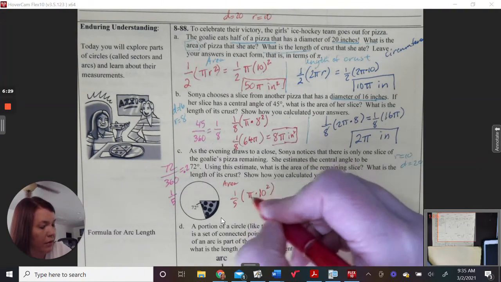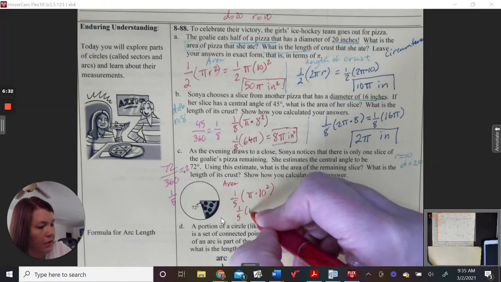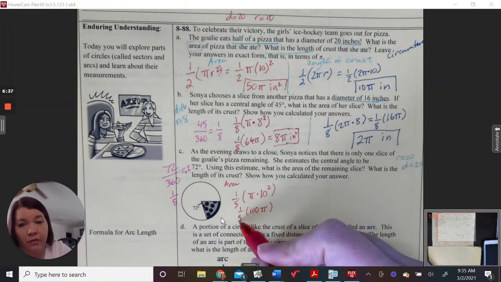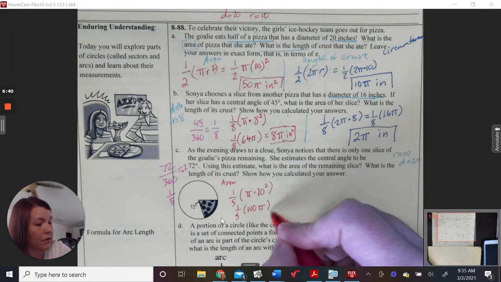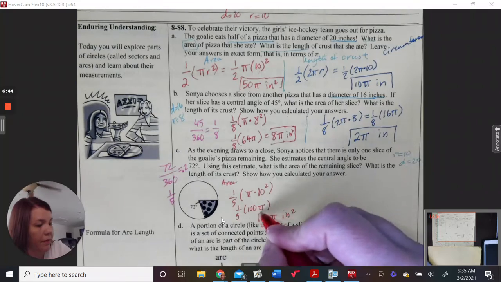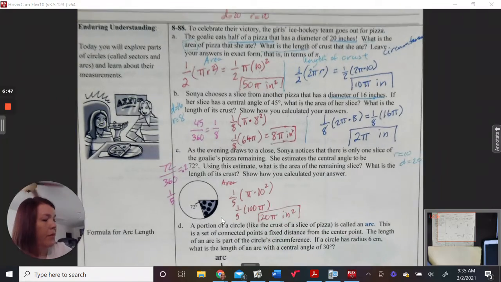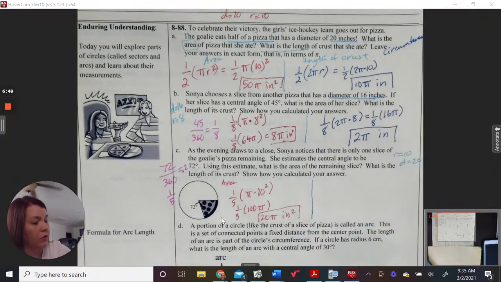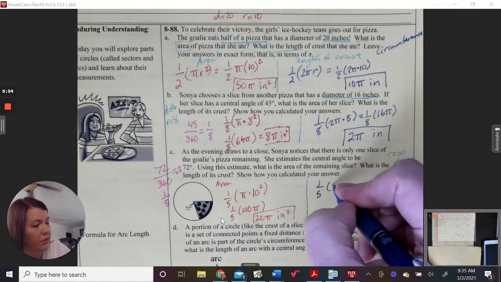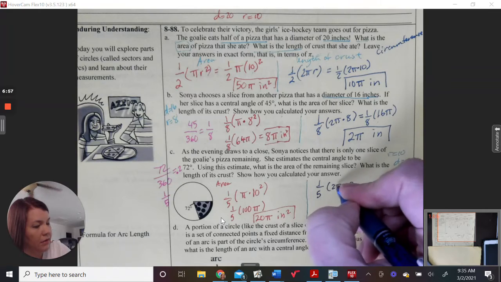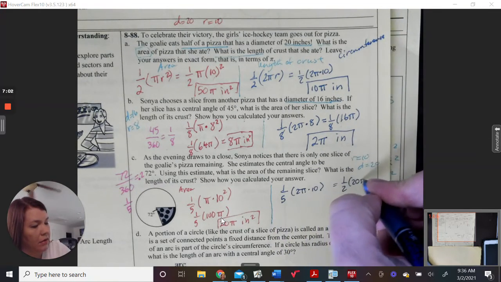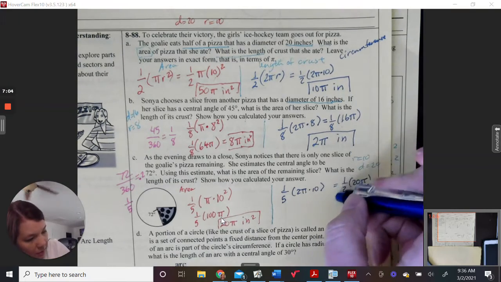100 pi times 100 divided by 5 is 20. So 20 pi inches squared. There's our area. For the length of the crust, or circumference piece, we will have 1/5 of 2 pi times 10, which is equal to 1/5 of 20 pi. I wrote 1/2, I meant 1/5. And 1/5 of 20 is 4, so this is 4 pi inches.